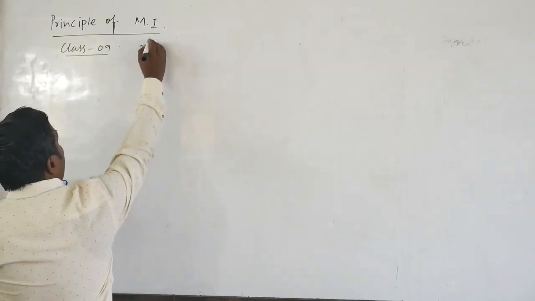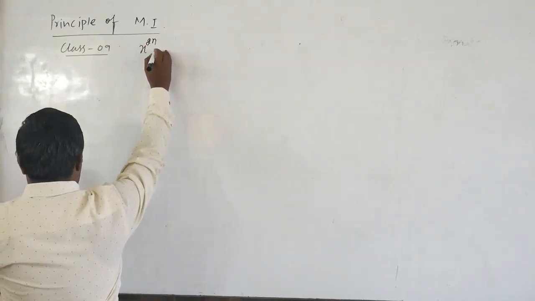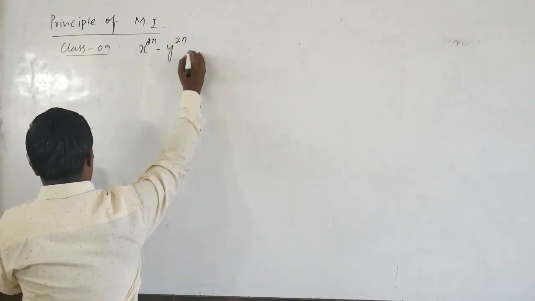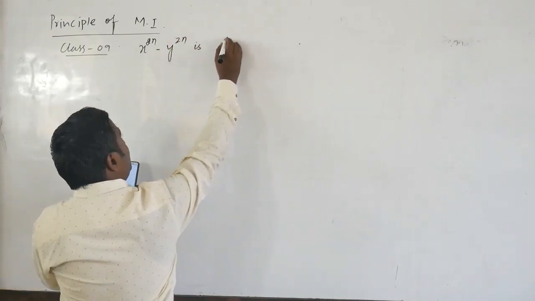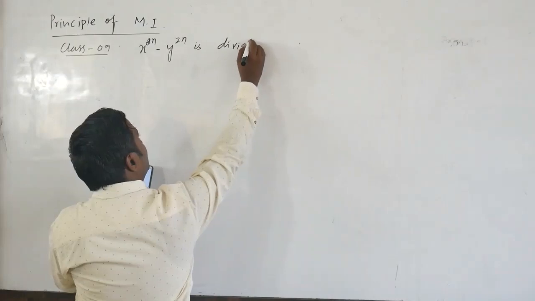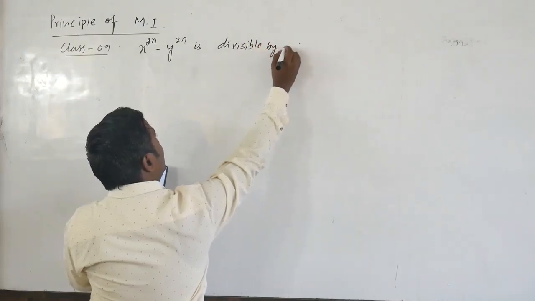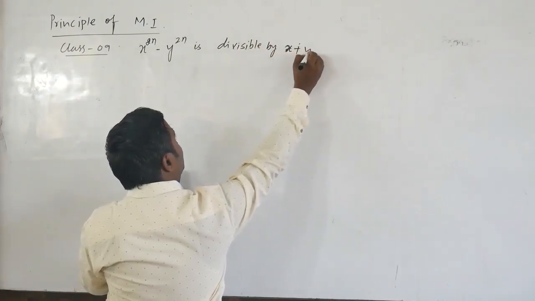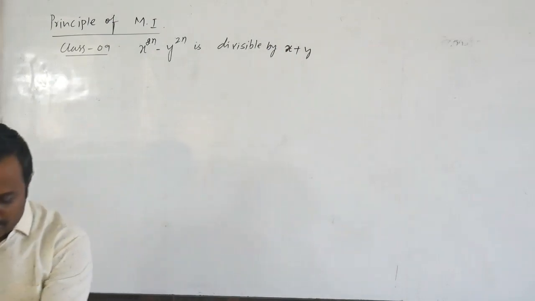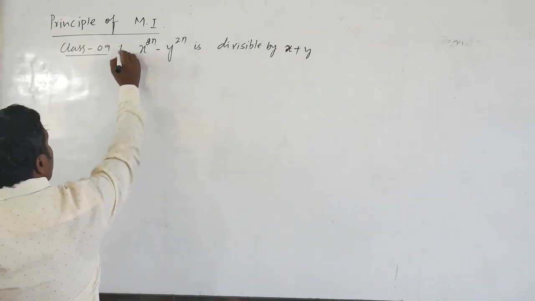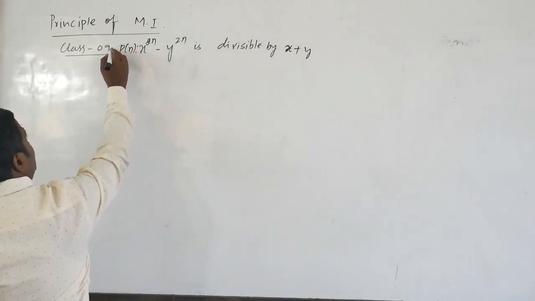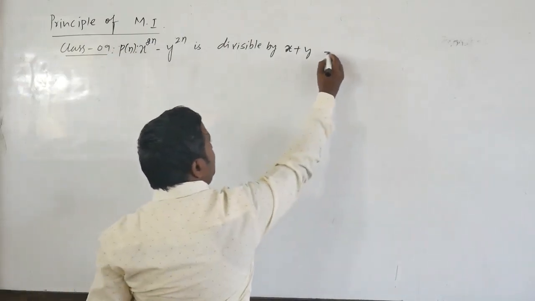x raised to 2n minus y raised to 2n is divisible by x plus y. Let us take this as P of n. Let us take this as equation number 1.